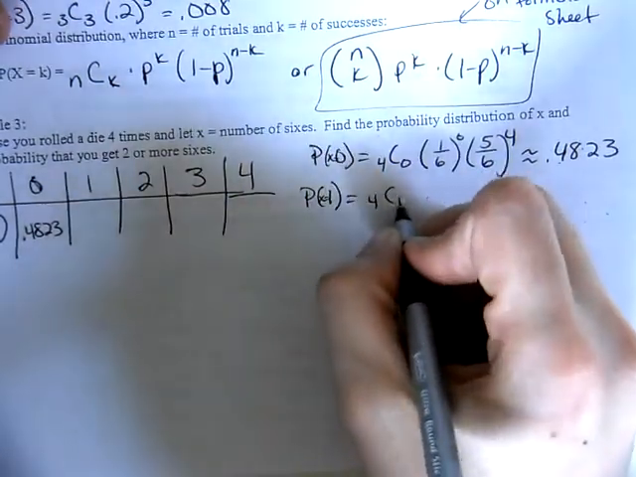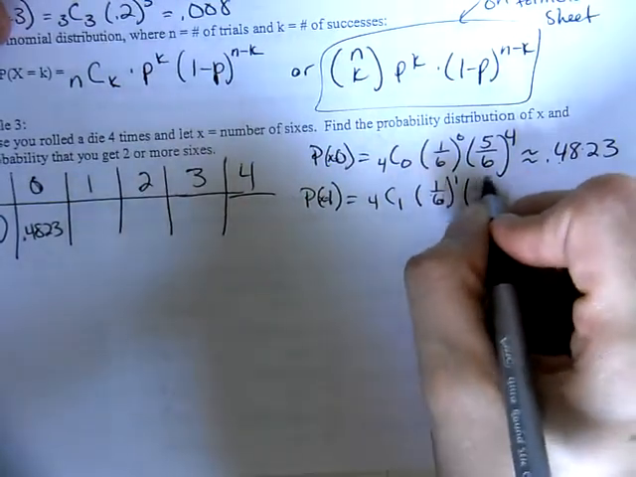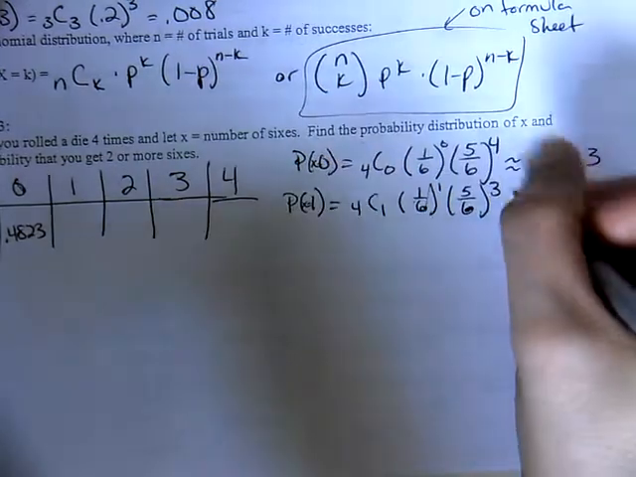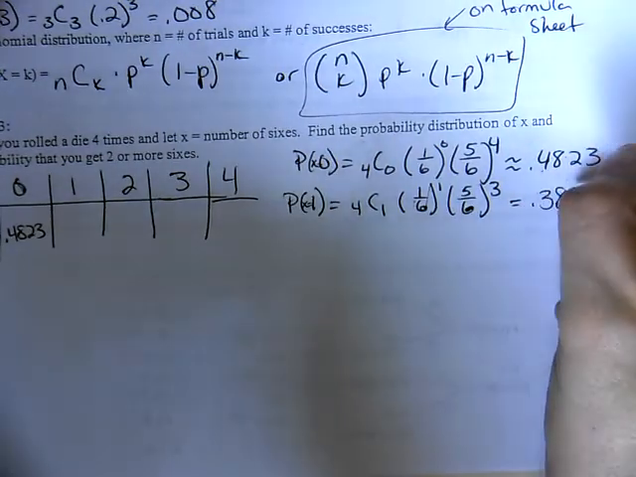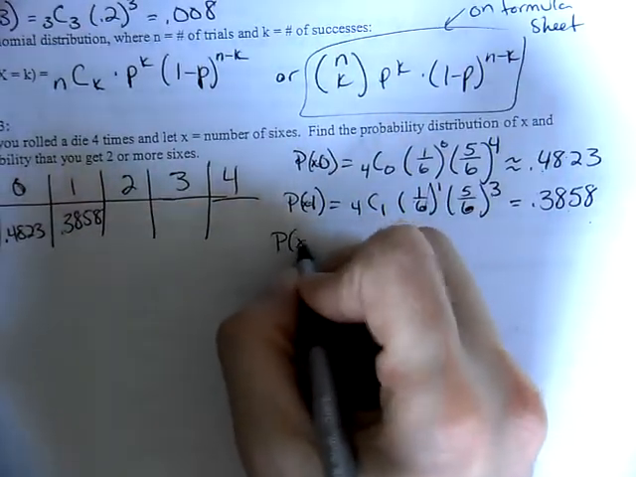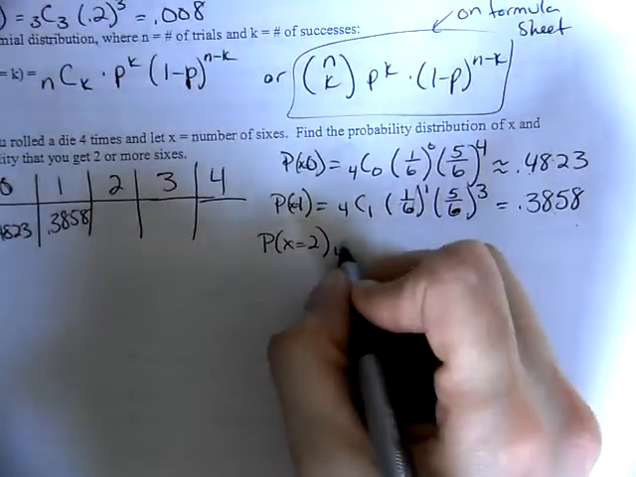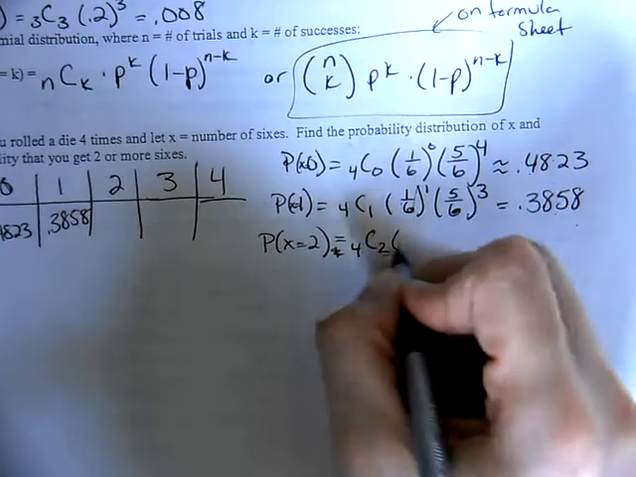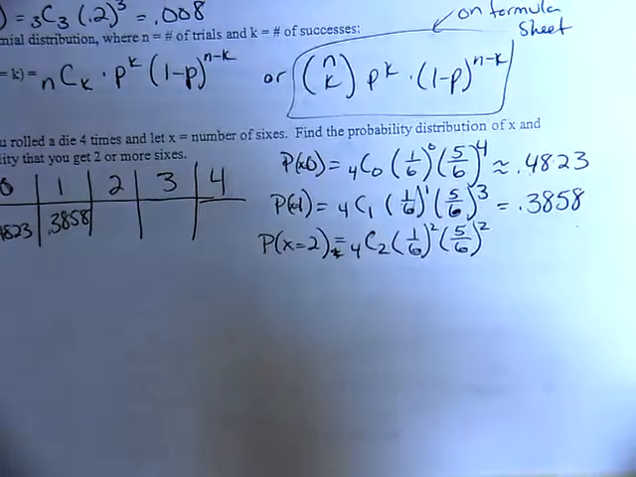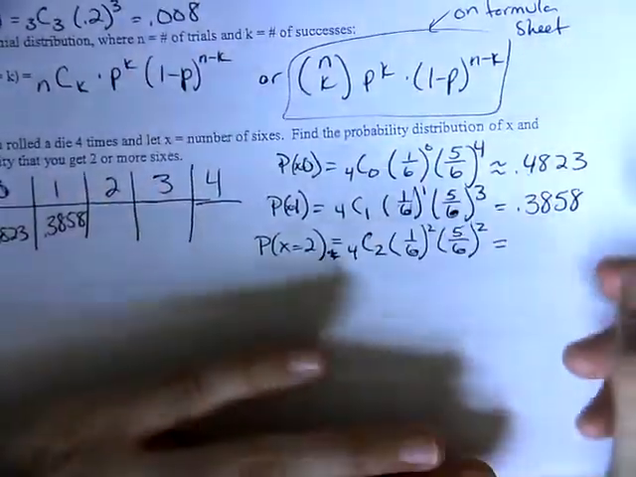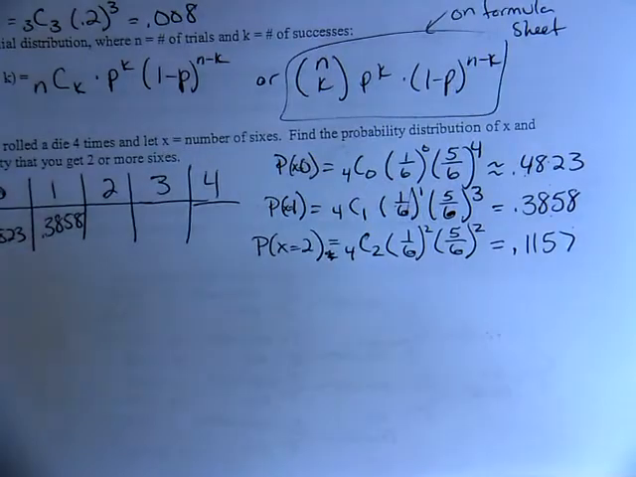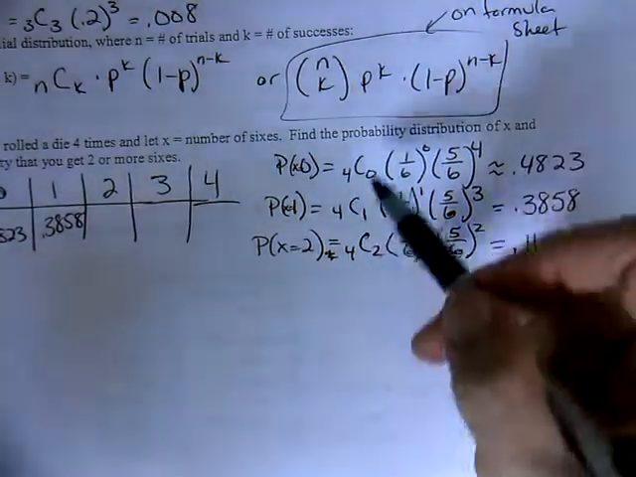Probability x equals 1, I should put x equals, sorry. So 4C1, 1/6 to the 1st, 5/6 to the 3rd. 4C1 there is just 4. And then if I put that in the calculator, I get 0.3858. Probability x equals 2 equals 4C2, 1/6 squared, 5/6 squared. So do you see sort of the pattern emerging, hopefully? 0.1157. And this is actually just 6. If you remember from Algebra 2, Pascal's triangle, that's what you're doing. That's what this row is.